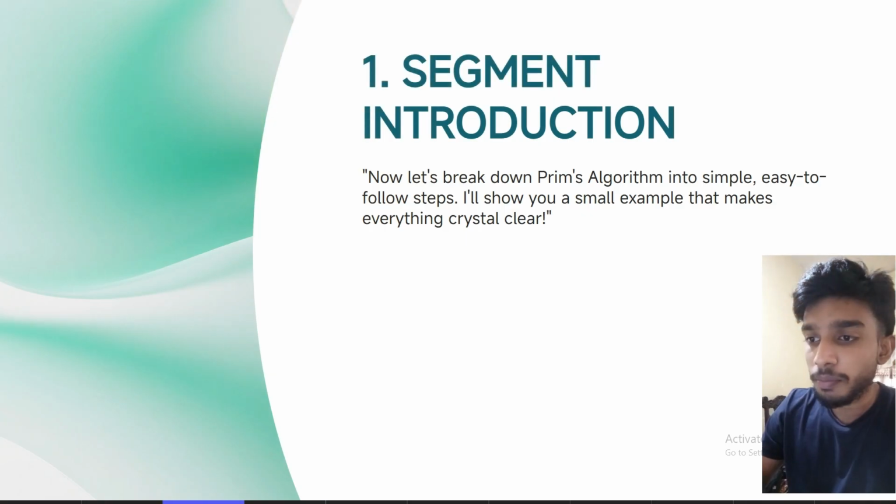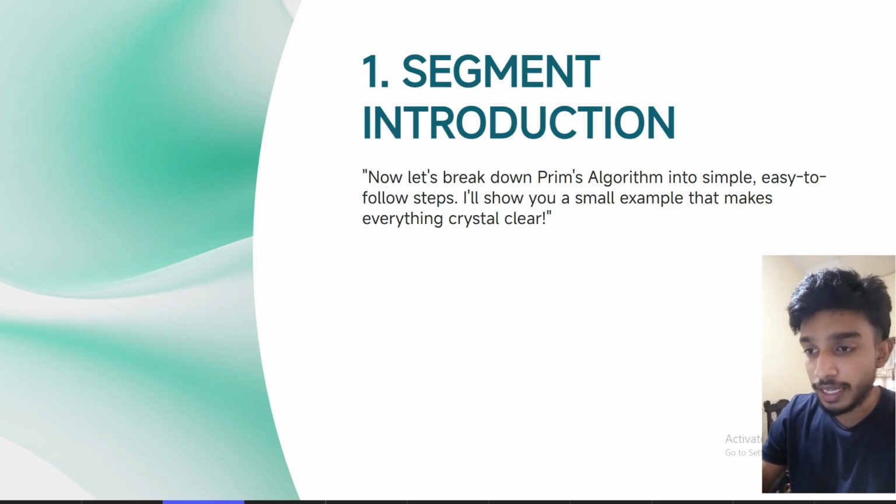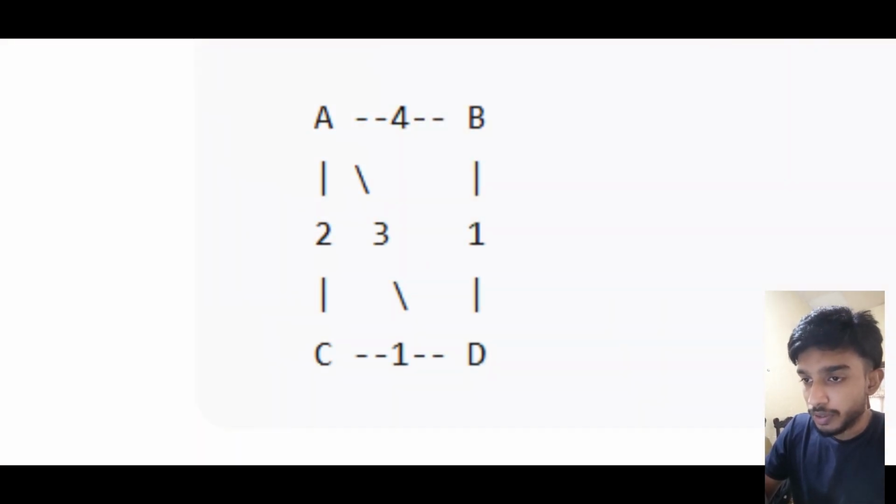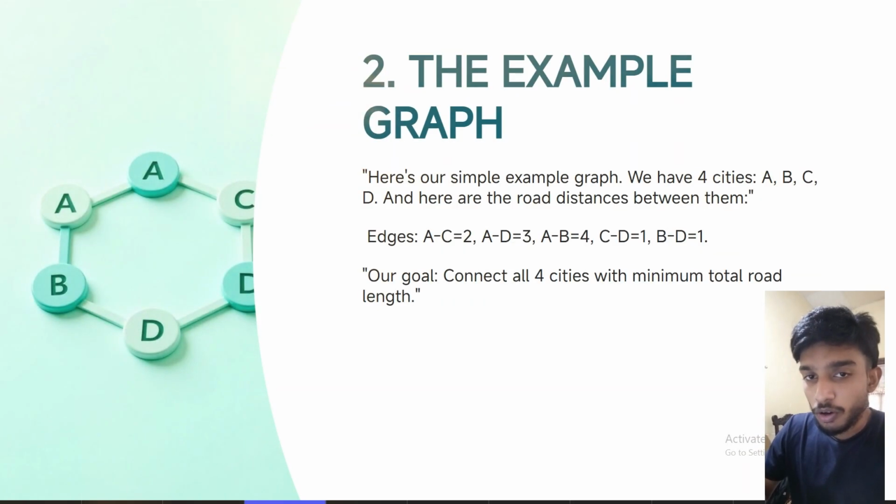Now let's break down Prim's algorithm into simple, easy to follow steps. I will show you a small example that makes everything crystal clear. Here is our simple example graph. We have four cities, A, B, C, D, and here are the road distances between them. This is an example of the graph with weights. Our goal: connect all four cities with minimum total road length.